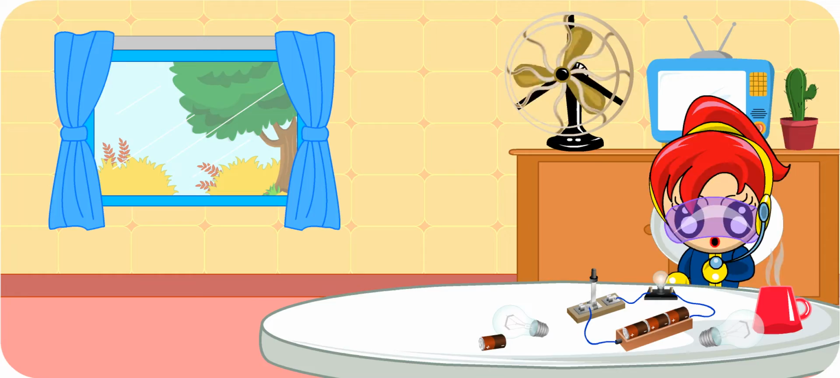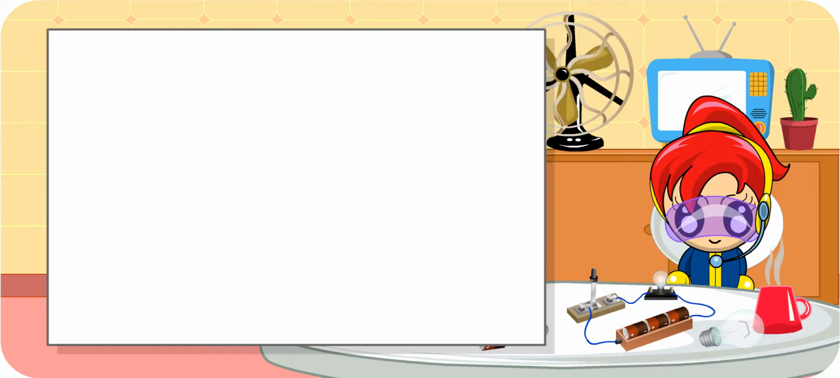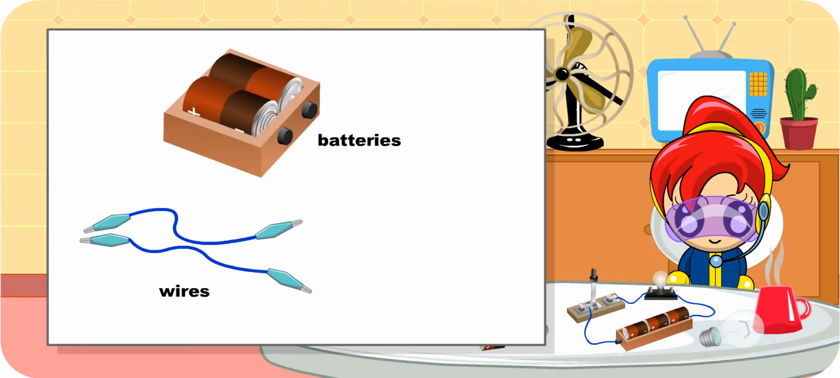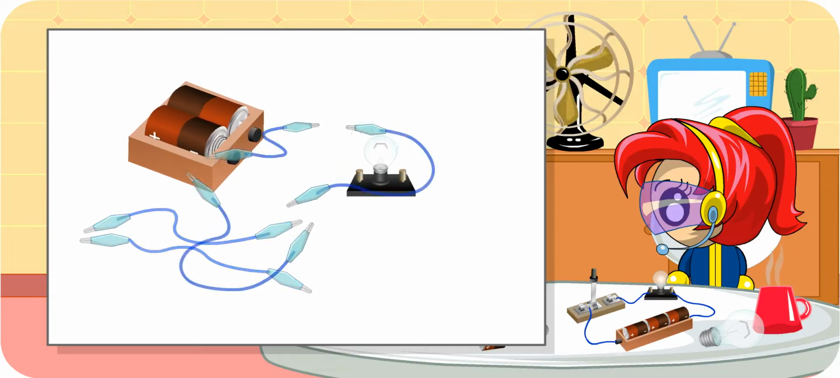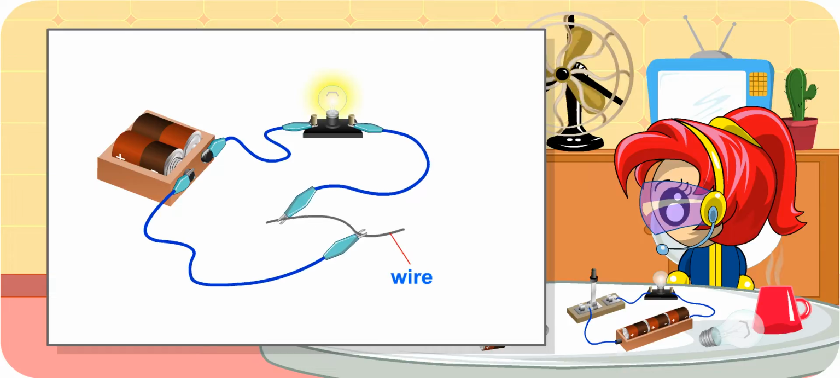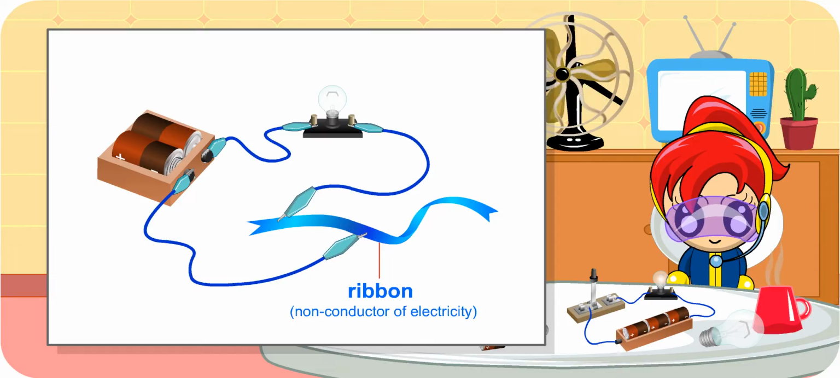Teacher, how can we find out whether a material is a conductor of electricity? We can use a circuit tester to find out. A simple circuit tester can be set up using some batteries, a pair of wires, and a light bulb. We will close the circuit using the material to be tested. Yes, when the bulb lights up, we can conclude that the material is a conductor of electricity. If the bulb does not light up, then the material must be a non-conductor of electricity. That's right.